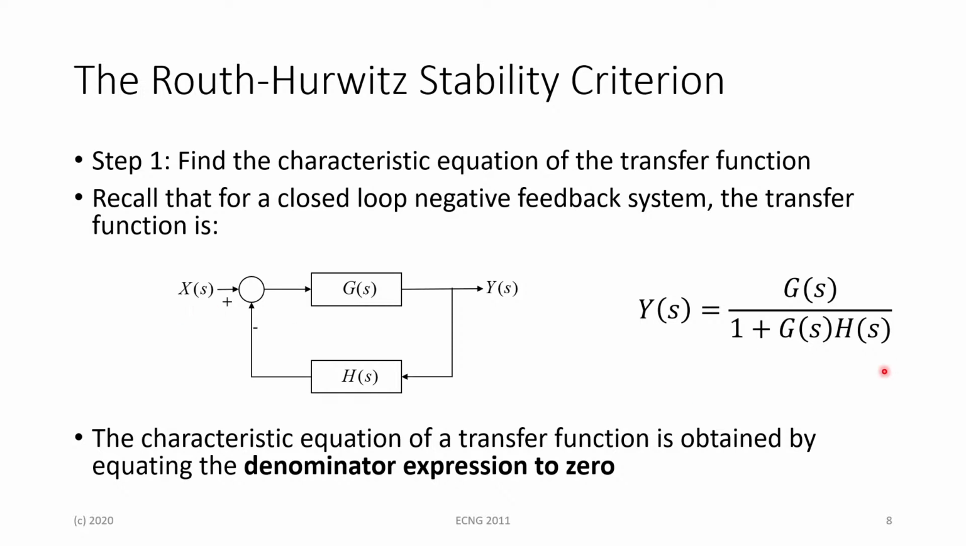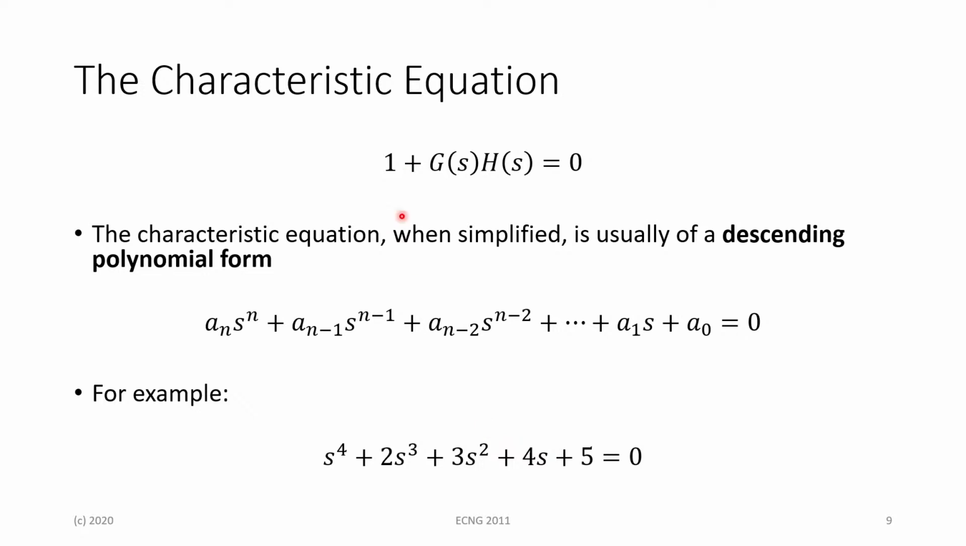You then take the denominator of this transfer function and equate it to 0, and that's going to be your characteristic equation. Once you obtain your characteristic equation, it needs to be in descending powers of s. So you start with the highest power of s, then go to the next highest power and so forth, all the way down to the lowest power of s possible.